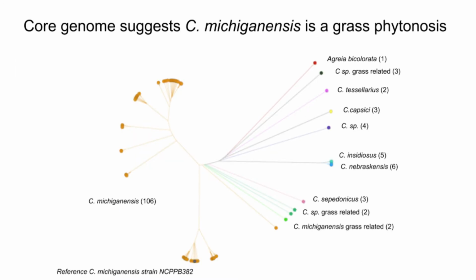A phylogenetic reconstruction with core genome gene families suggests that C. michiganensis is a grass phytonosis, because it is closer to strains isolated from grass than to any other species of the genus. We conclude that grass may be an intermediary host and that a phytonosis may have occurred.